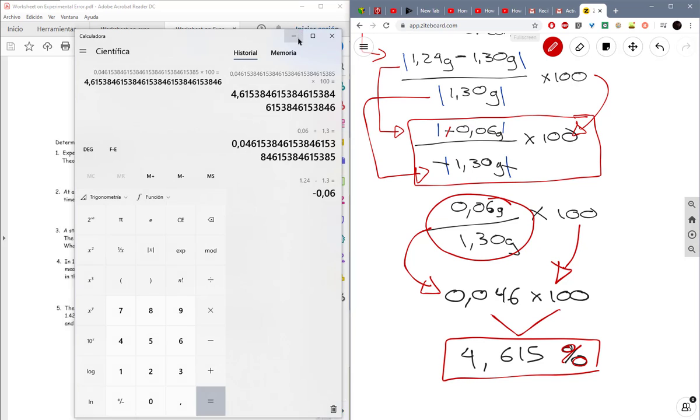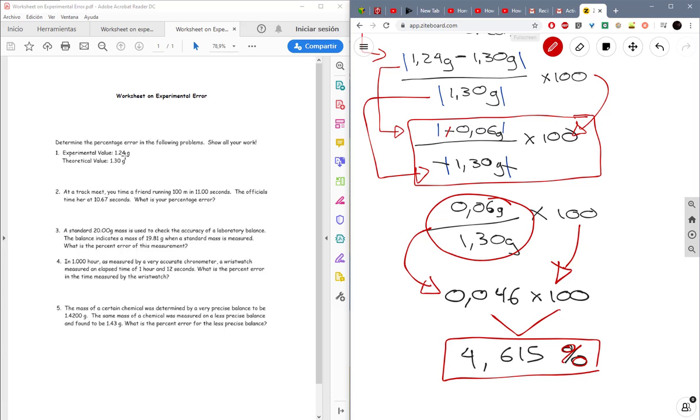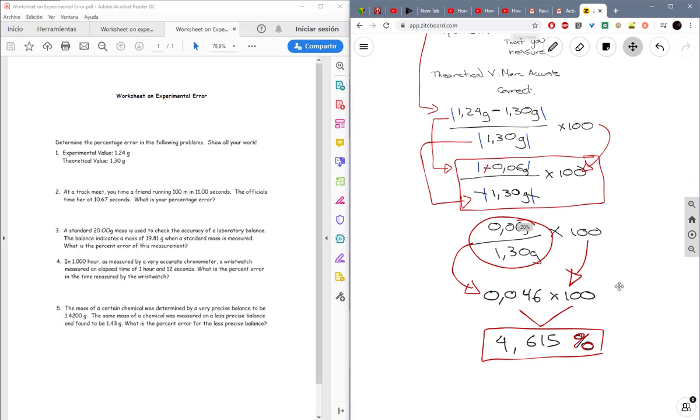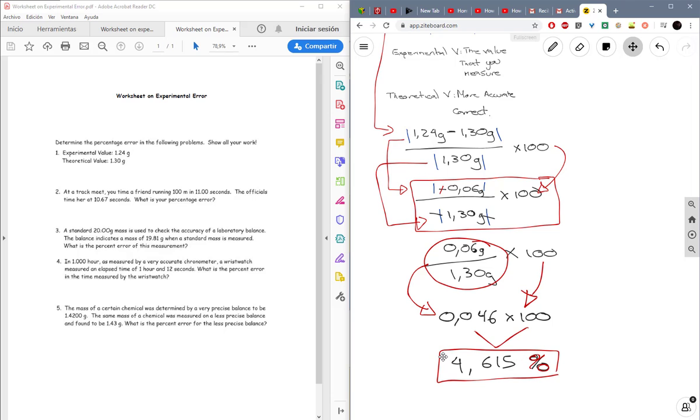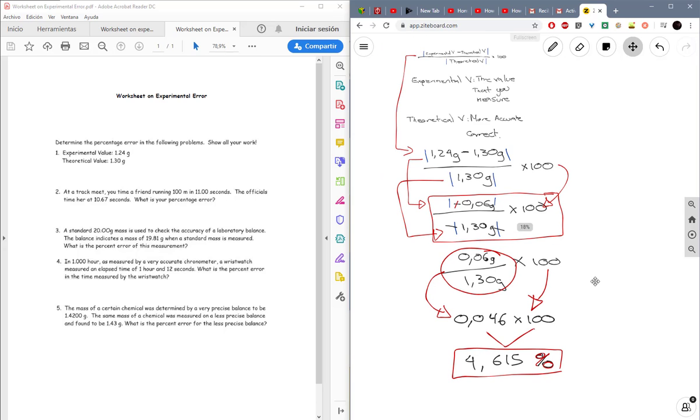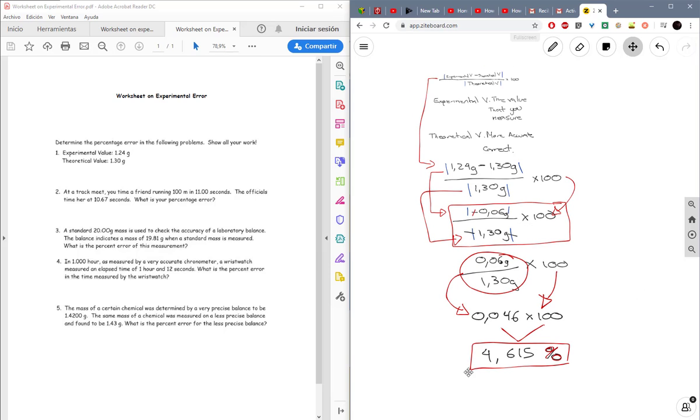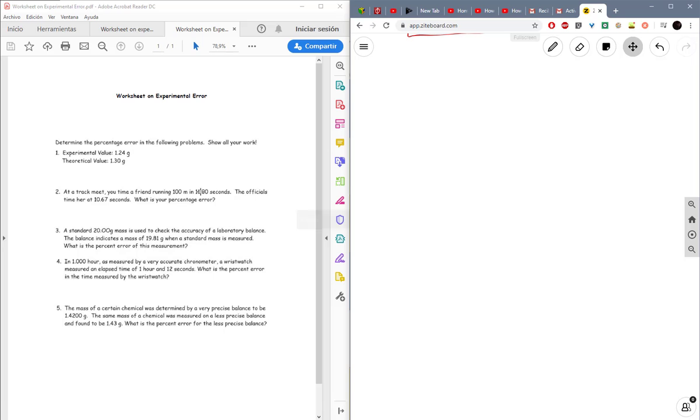When the experimental value is 1.24 and the theoretical value is 1.30, the result is the experimental error is 4.615%. That is the percentage of error. Okay, and that is how you apply the formula. Don't worry, we are going to do it again with the other points, but I wanted to first show you how it's done. You can go back to any point of the video if you need to think a little bit more of this. So now let's go to the actual problems.